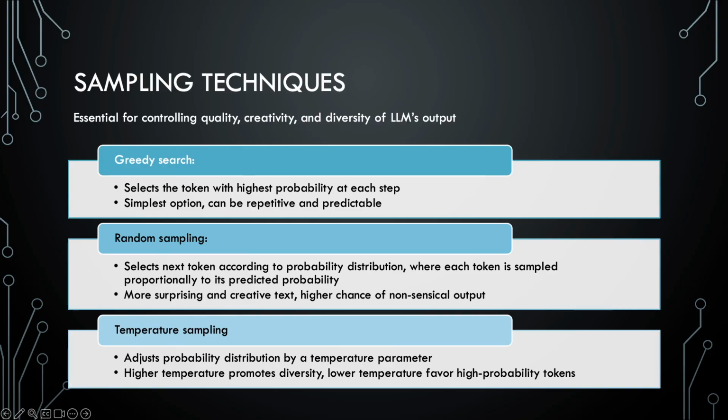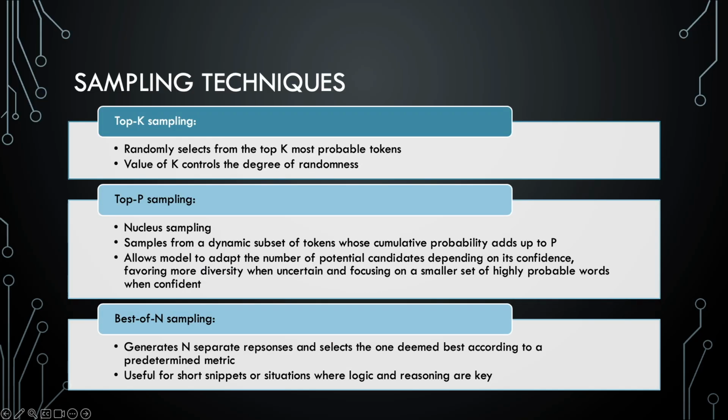Temperature sampling adjusts the probability distribution using a temperature parameter. Higher temperature leads to more diversity and creativity, while lower temperature produces more conservative outputs that stick to high probability tokens. Top K sampling randomly selects from the top K most probable tokens, allowing us to control randomness by adjusting the K value. Top P sampling, sometimes called nucleus sampling, takes a different approach by sampling from a dynamic subset of tokens whose cumulative probability adds up to P.